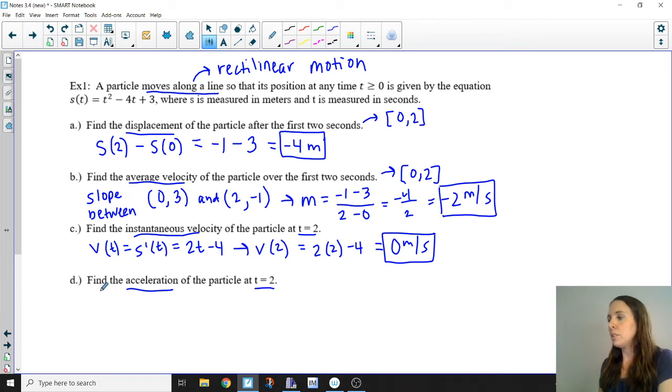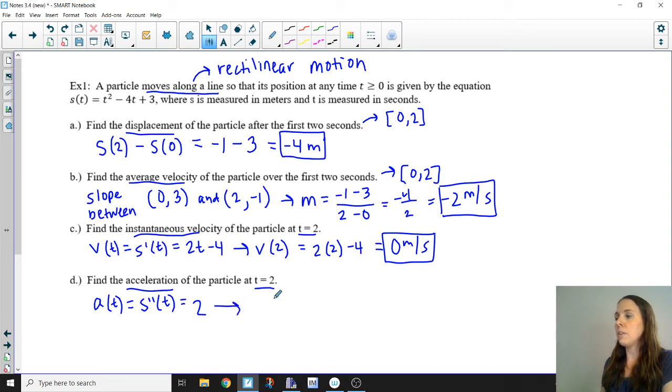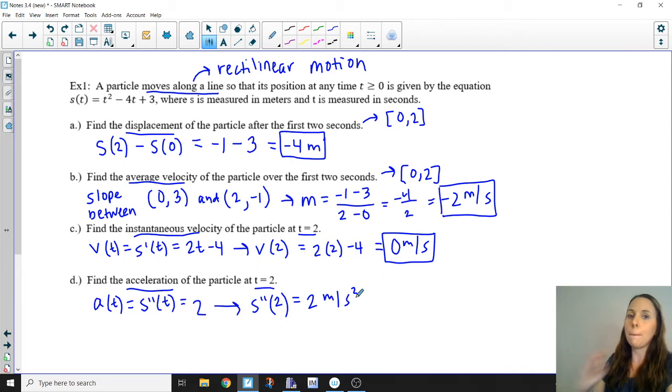So I'm going to write a of t equals s double prime of t. And that's just another derivative from here, which is just 2. That means we have a constant acceleration. We can indicate that we're looking specifically at the time t equals 2. However, there's no t left in our acceleration equation, so we can just write 2 meters per second squared. It's meters per second, right? It's a rate of change of velocity with respect to time, so that's why we have that squared there.